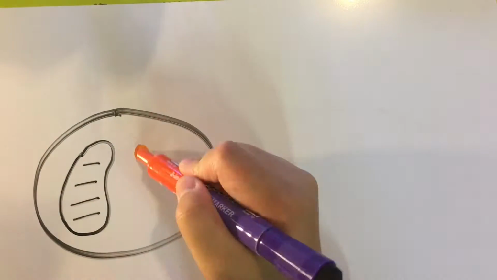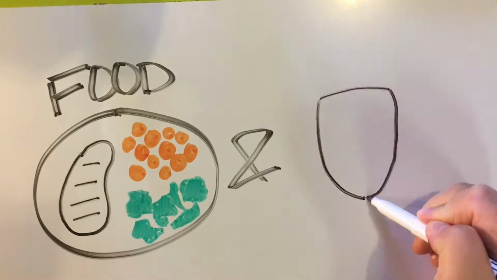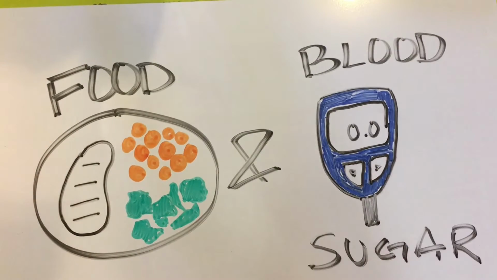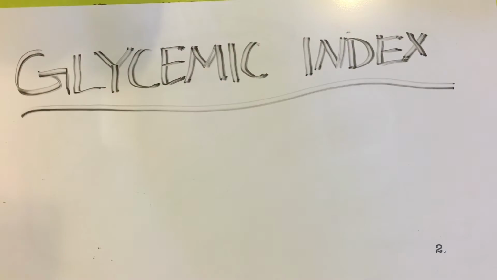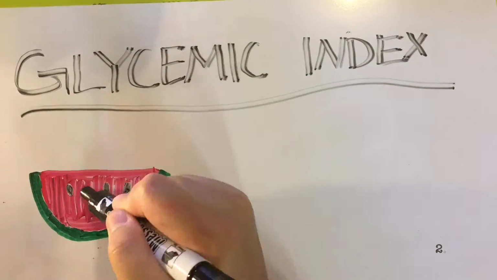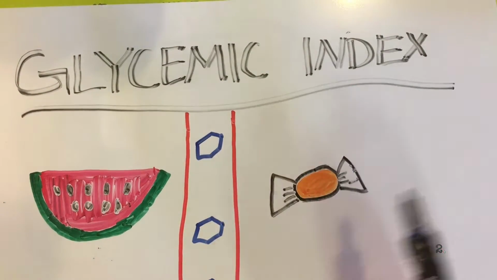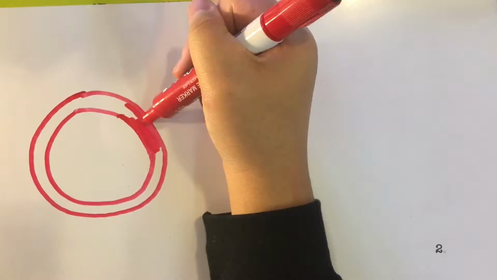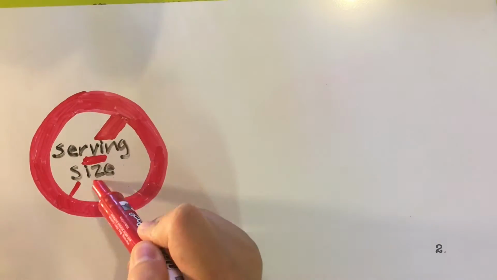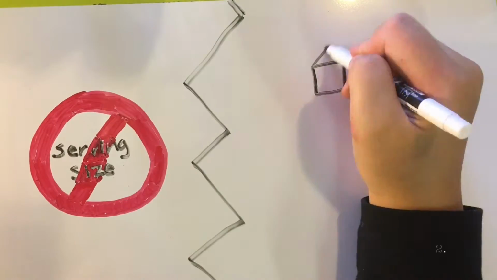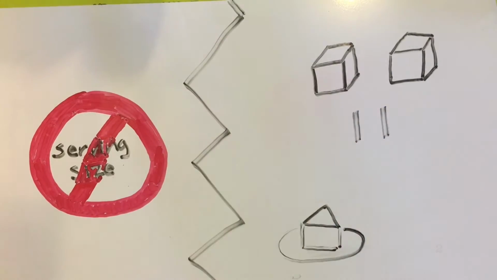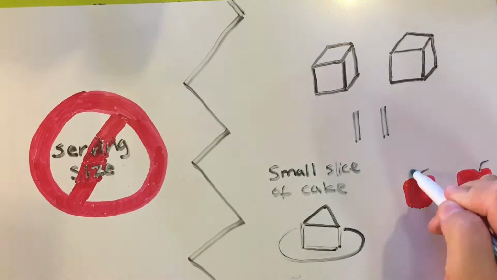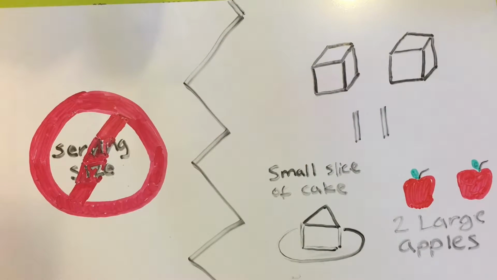Now that you know what happens to sugar in your body, let's more specifically talk about the food and what it does to your blood sugar. The glycemic index of food is how much the glucose levels in your body will rise over time when you eat a certain food. Different foods will have different glycemic indexes. Now, it's important to note here that glycemic index does not take into account the serving size of the food you are eating.